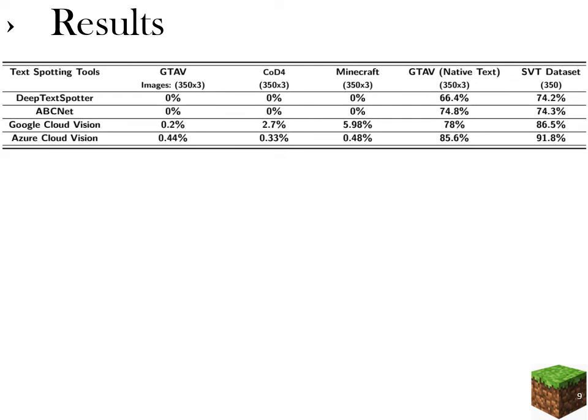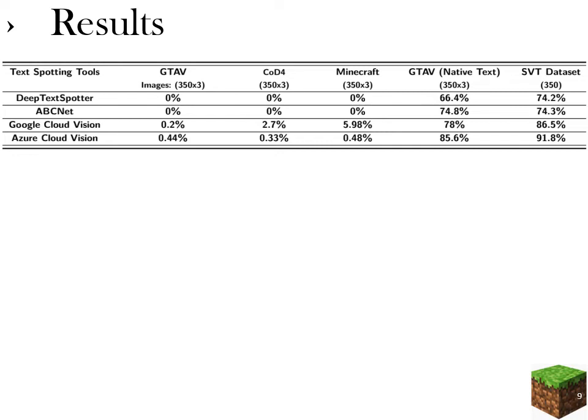These are the results of the tools. So when we run this on the data set, you'll observe in the second, third, and fourth column that performance is pretty poor. For Deep Text Spotter and ABC-NET, it clocks in at 0. They don't recognize any of the text. Azure Cloud Vision, the last row, is less than 1%.